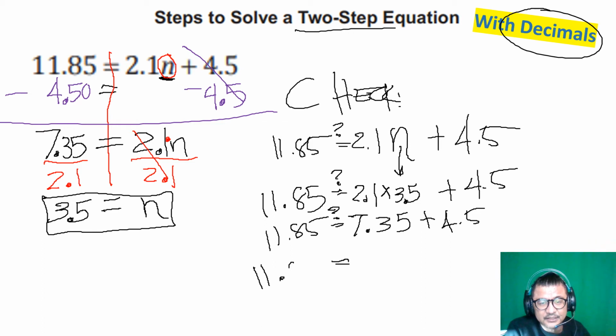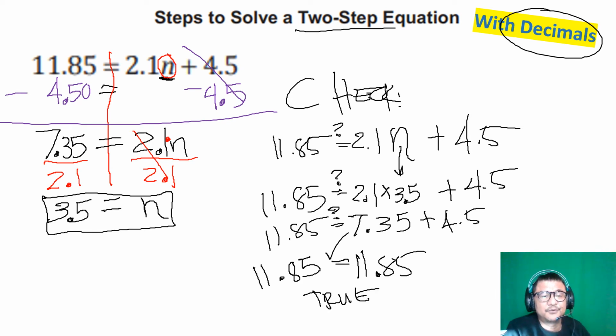The left side is 11.85. So add 7.35 plus 4.5. You will get 11.85. All right, so it's telling you it's a true statement. The left side is equal to the right side. Therefore, I am very sure that my answer is correct.